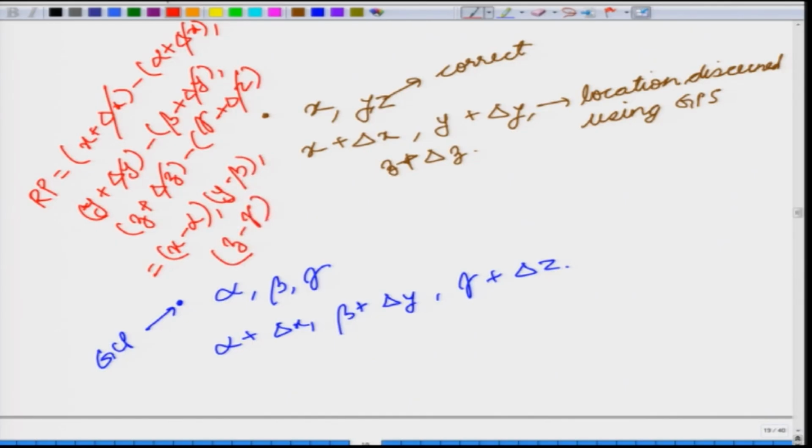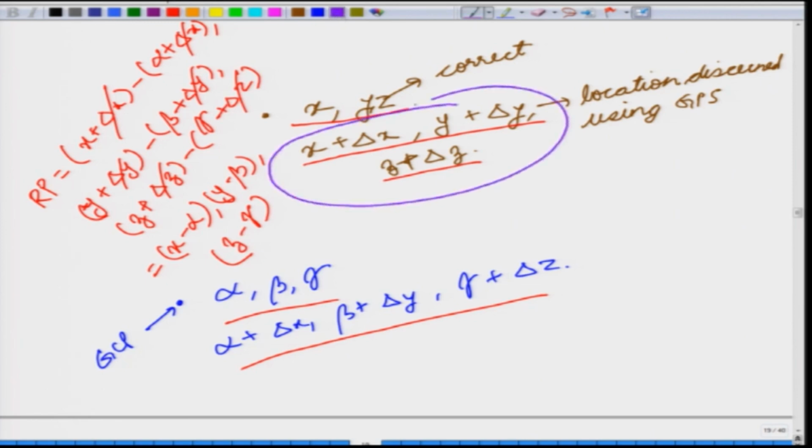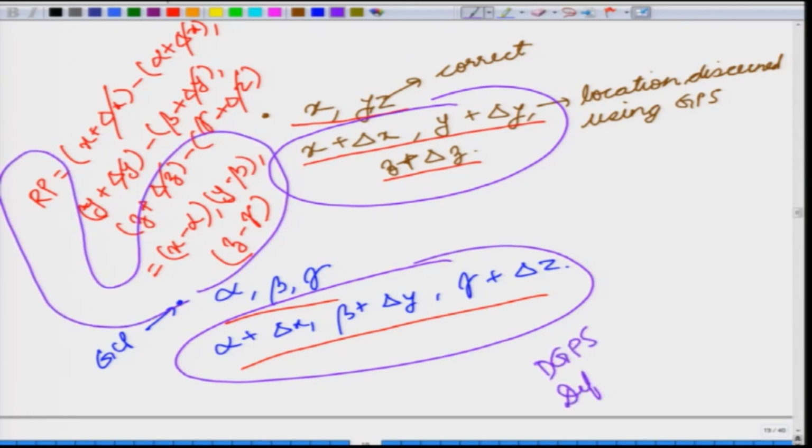Now, in this case, because you are just taking these 2 readings and you were actually at the location x, y, z, but you were measuring x plus delta x, y plus delta y, z plus delta z, and similarly in these locations. But when you want to find out the relative position using your measured readings, then that will be the same as your actual relative position, and this is a process that is known as DGPS or a differential global positioning system.